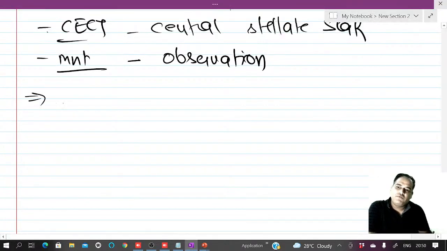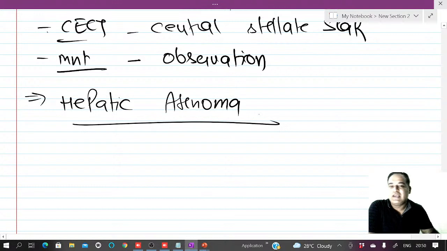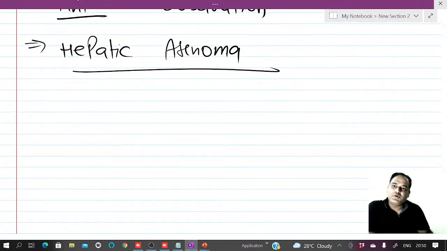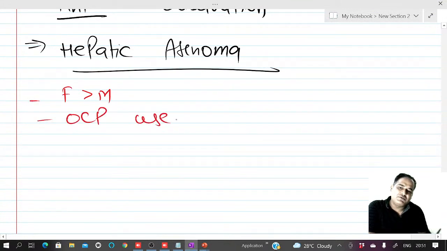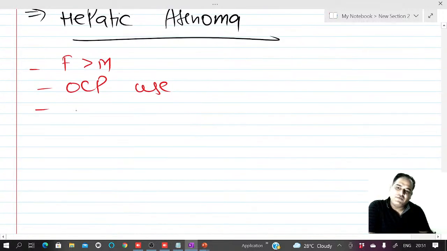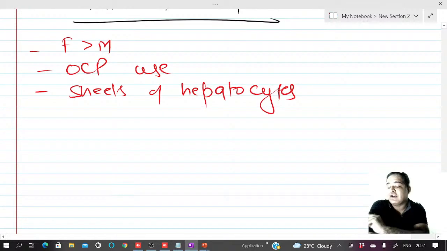Fine. Now we move to the tumor which has some malignant potential, that is hepatic adenoma. So it is more common in females because this is associated with oral contraceptive use. So it contains sheets of hepatocytes and no Kupffer cells. That means no reticuloendothelial cells.